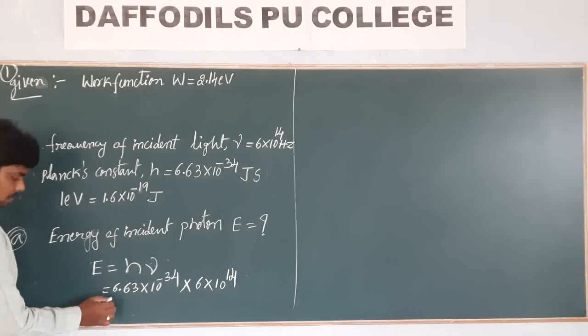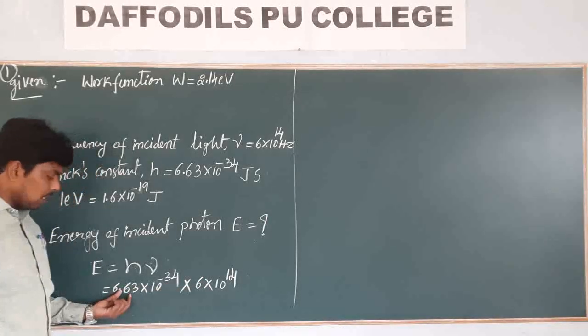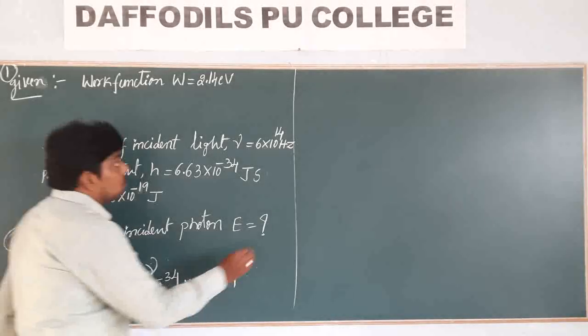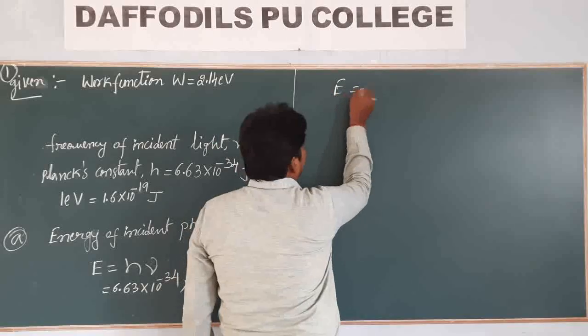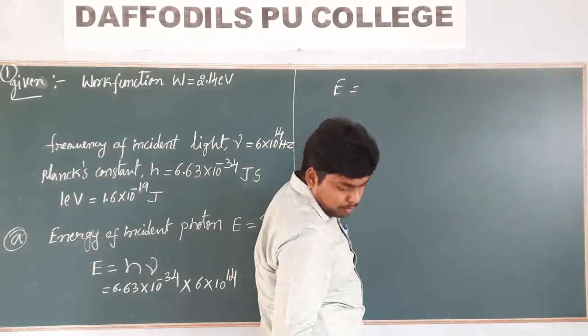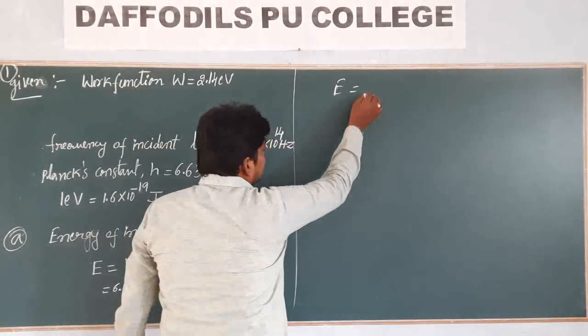Now, 6.63 into 6, just calculate this one. 6.63 into 6 is equal to what? Can you tell me the value? 6.63 into 6 is equal to 39.78.